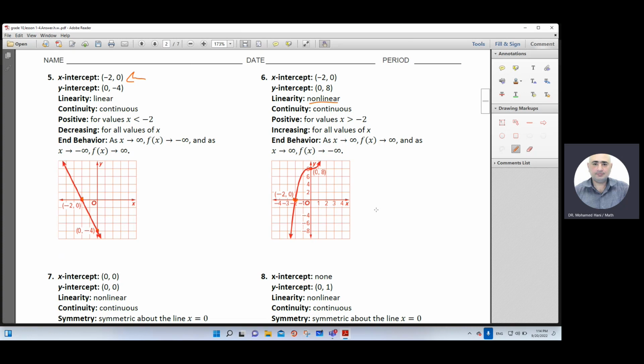And end behavior: when x approaches infinity, f(x) also approaches infinity, and when x approaches negative infinity, f(x) also approaches negative infinity, as you see here. Done.